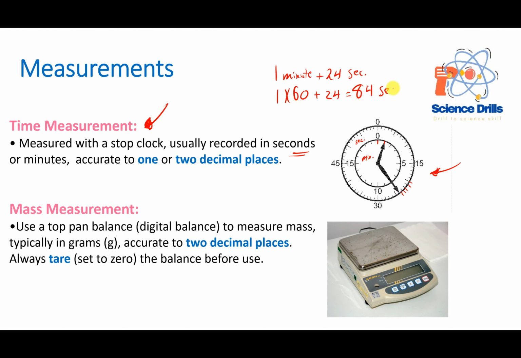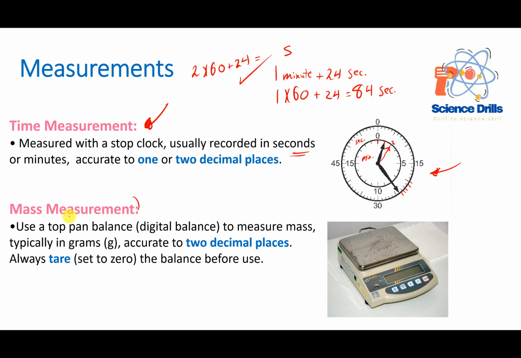84 seconds. And also if it's 2, for example, if this arrow is here, it means 2. So we will say 2 times 60 plus 24 equals, and it will be in seconds, and make your calculations.